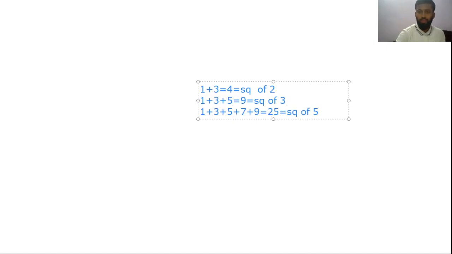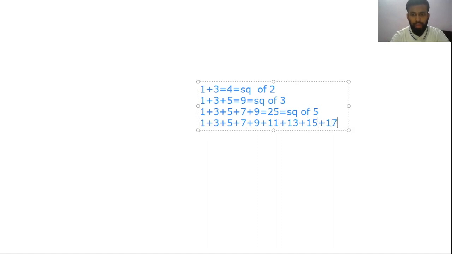Now I'm taking some more, like 1 plus 3 plus 5 plus 7 plus 9 plus 11 plus 13 plus 15 plus 17 plus 19 plus 21, and so on. Now this is really a very lengthy task to add up all those numbers. So I don't want to add up, but I want to write answers correctly and directly and orally. So how would I do that?